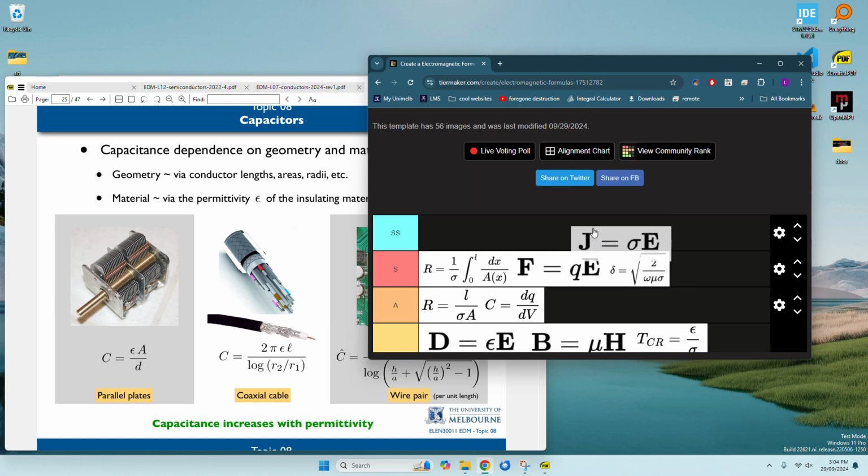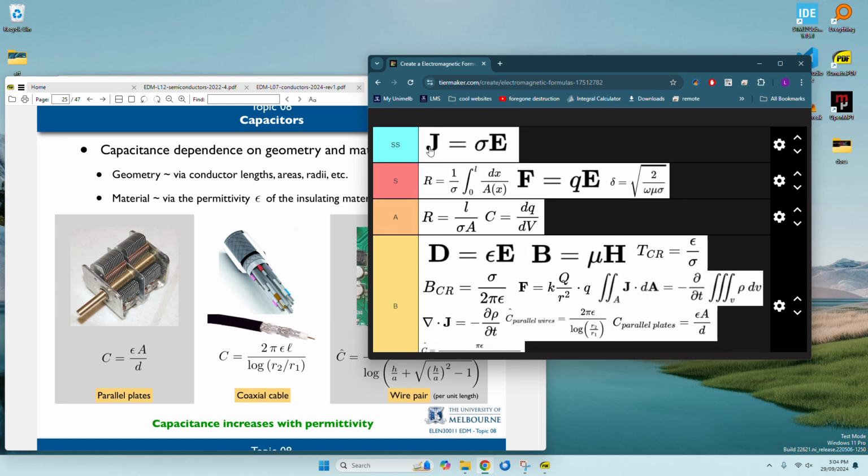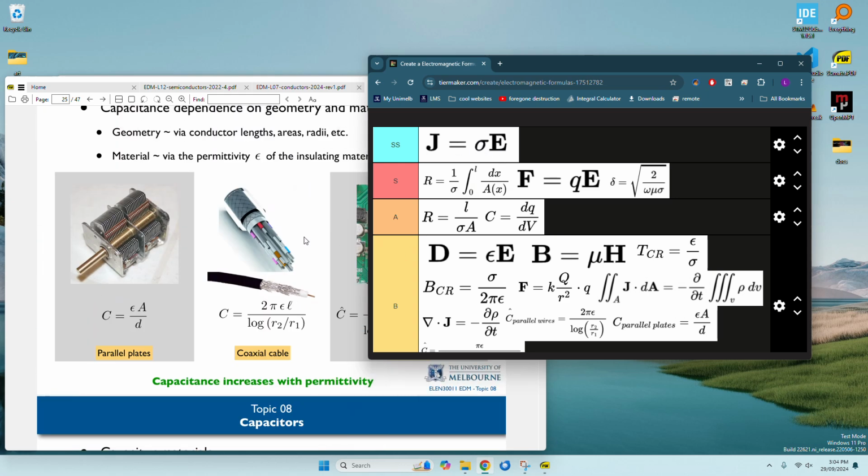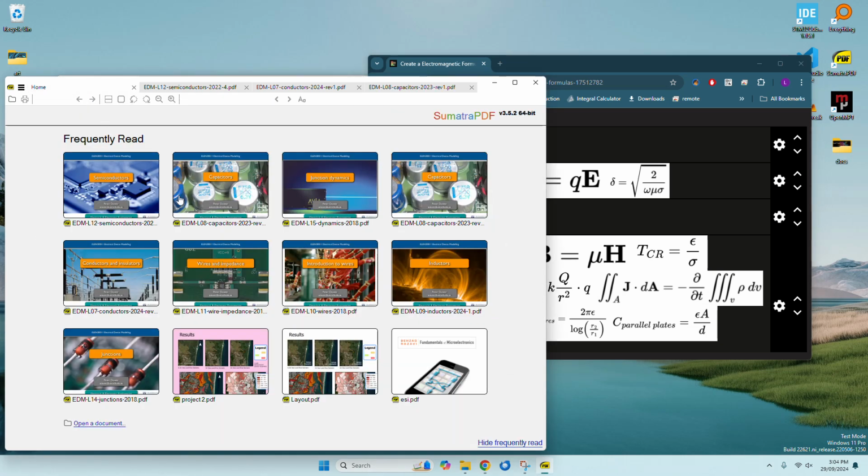This one has to be SS tier. That's Ohm's law in point form, which is the foundation of everything to do with charge. So the current density is equal to the conductivity times the electric field. So if you put an electric field in conductivity, which was like a squillion, let's see if I can find that.